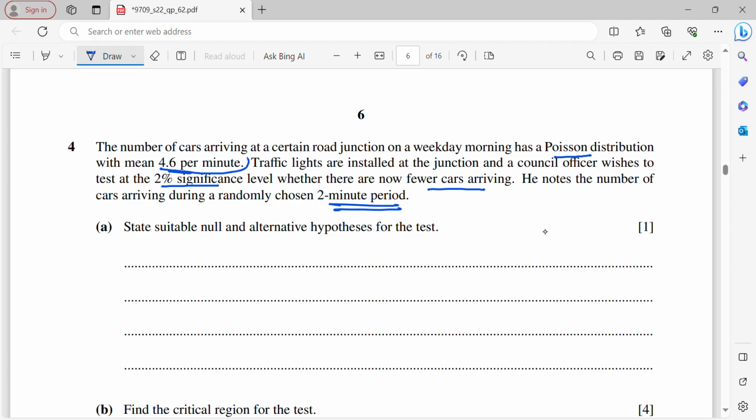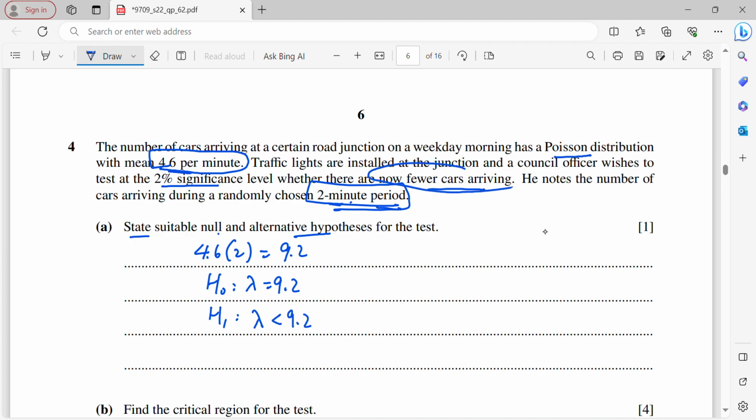This 4.6 is per minute. Okay, but now we refer to a 2 minutes period. Now, state suitable null and alternative hypotheses for the test. So 4.6 is for 1 minute, so for 2 minutes, it will be times 2, then I will get 9.2. Therefore, my null hypothesis, H0: lambda equals 9.2. And then H1, the alternative hypothesis, lambda is less than 9.2, because he is expecting fewer cars arriving. Okay.